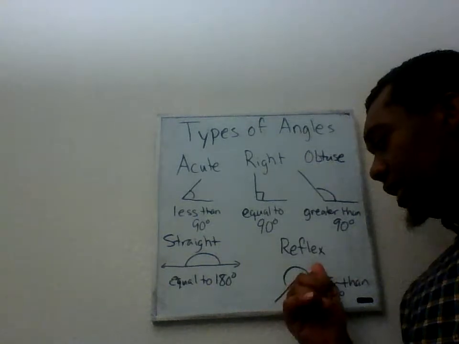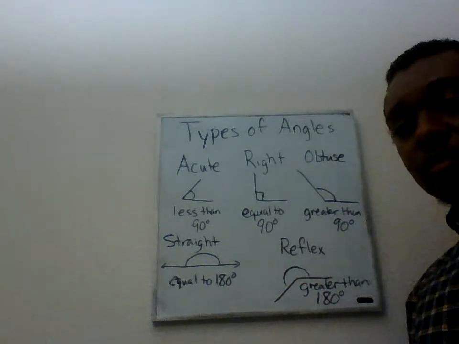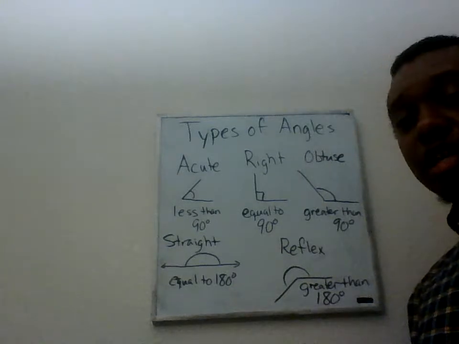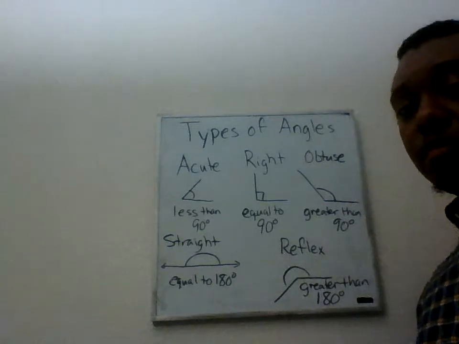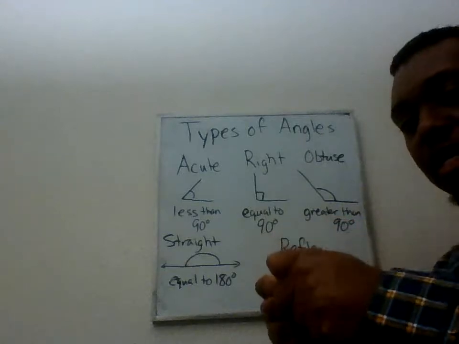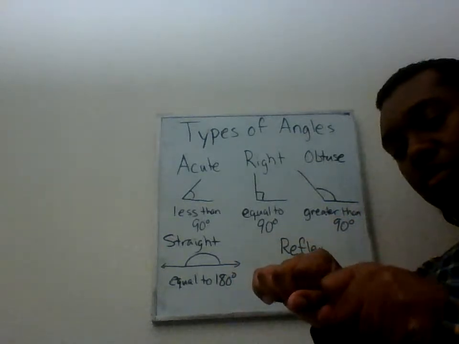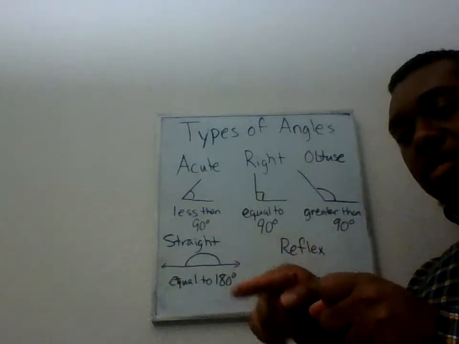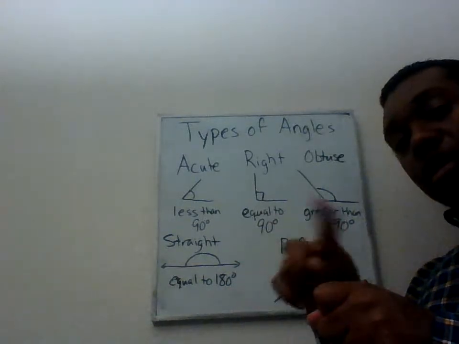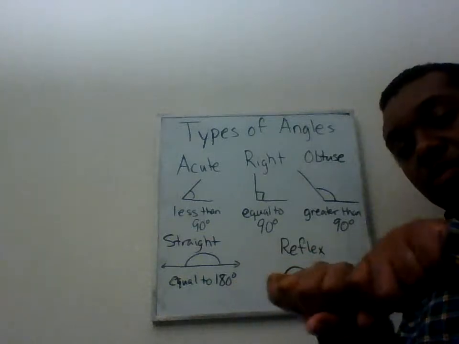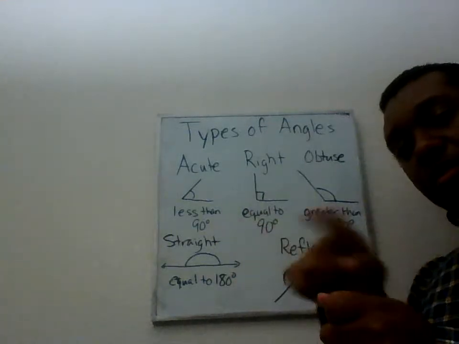The last one is called a reflex angle. Now this one goes greater than 180 degrees. So if you were, for example, to bend something, you would start off generally at 180 degrees, and then you would bend it down. And so that angle that would be formed out here would be greater than 180, because when it was straight, and you bend it down, it becomes more than 180.